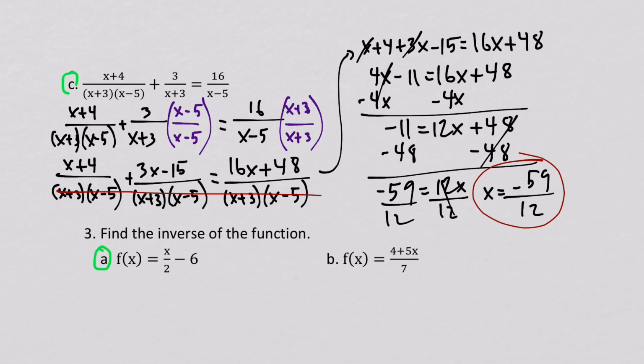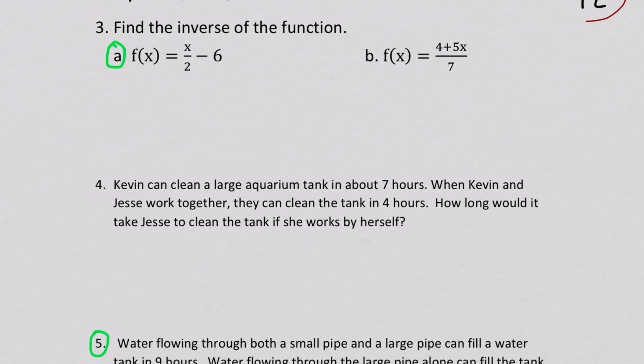That's your final answer. Alright, the next one we're going to try is number 3, part A, finding the inverse of a function. Okay, so we have f of x equals x over 2 minus 6. First thing you're going to do here is change f of x to y. It makes your job so much easier.